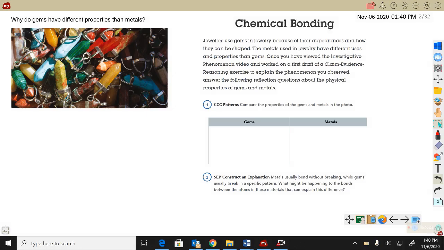Welcome to our next unit. This is a big one. We're going to look at different types of chemical bonding. And the first part of this unit, we're going to focus on ionic crystals and metals.